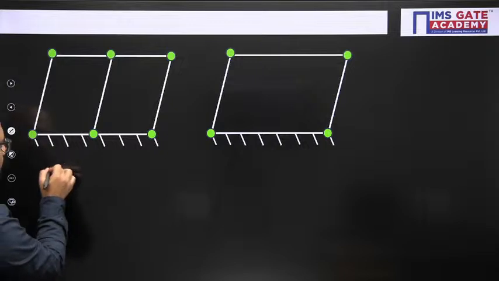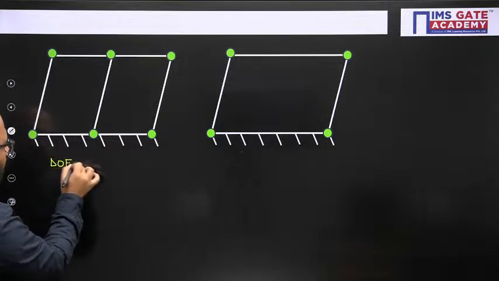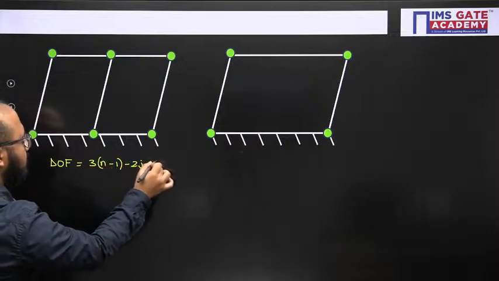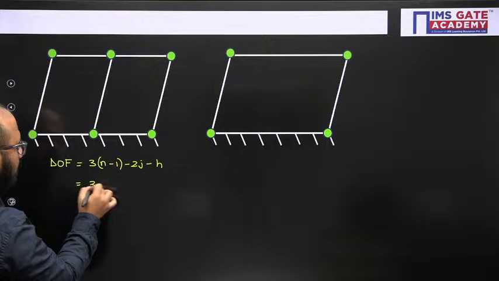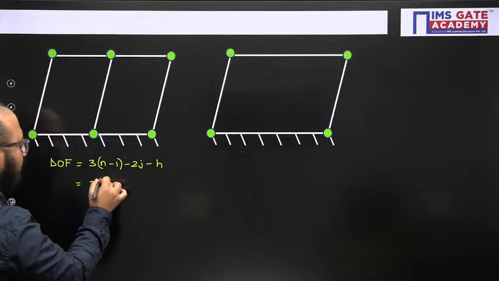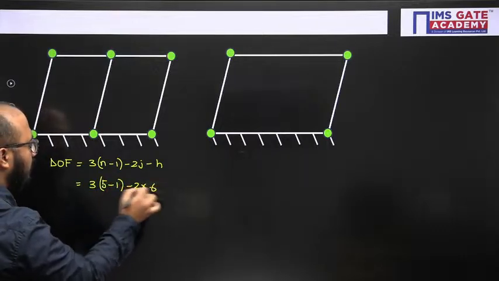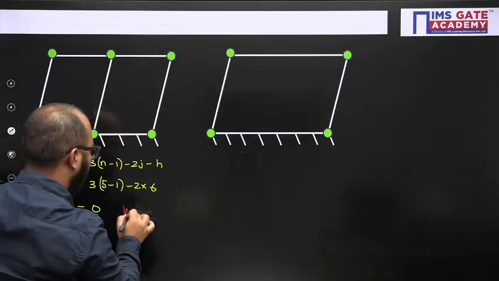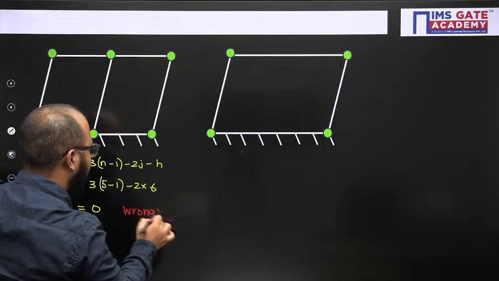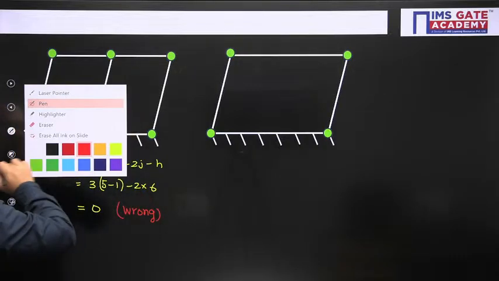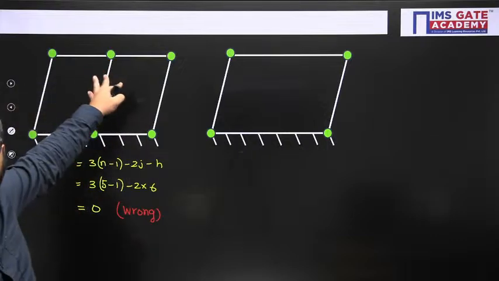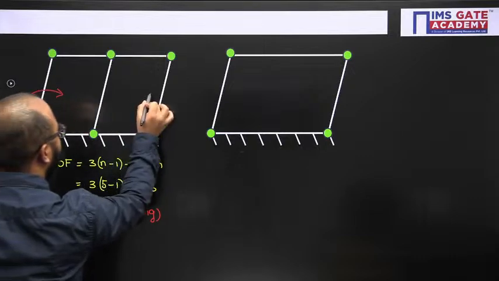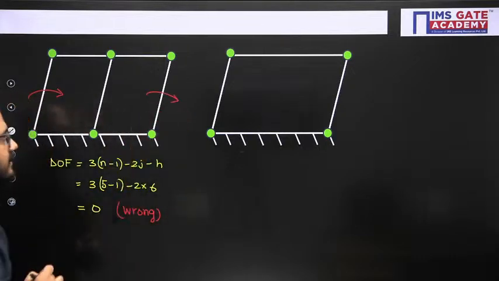As I told you, using the formula 3 into n minus 1, minus 2 j minus h, with the number of links being 5, the answer is 0. But we should write here that this is wrong, because from the given mechanism we know that it cannot have 0 degree of freedom. How can it be a structure? If I provide an input motion, definitely the output motion will be like this.